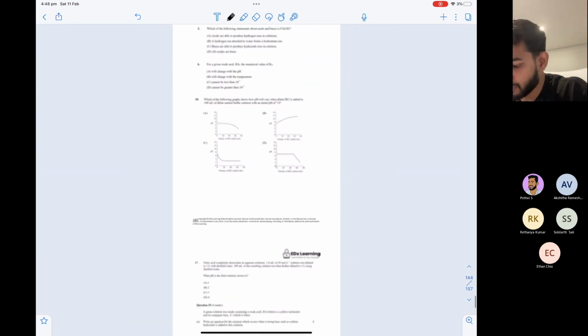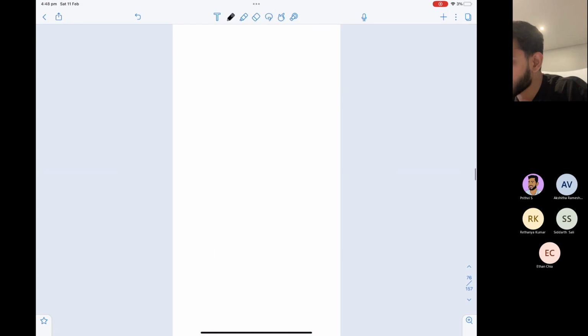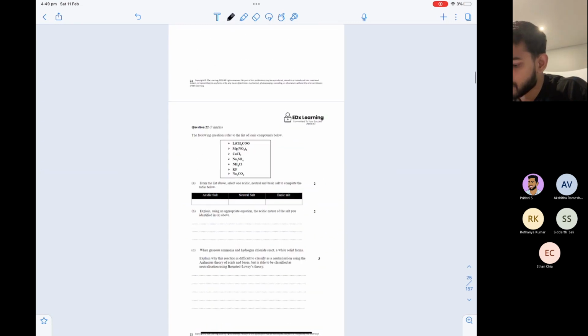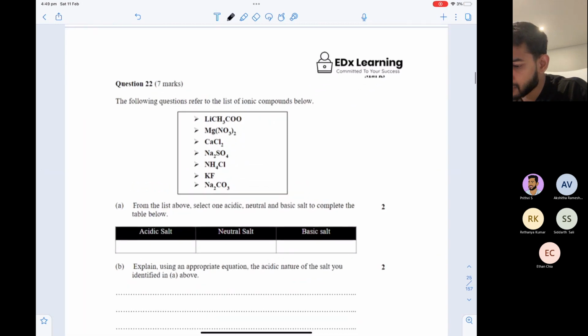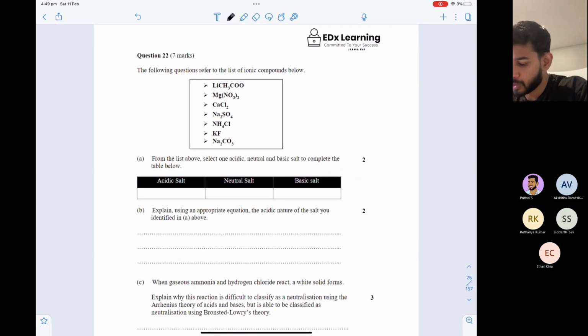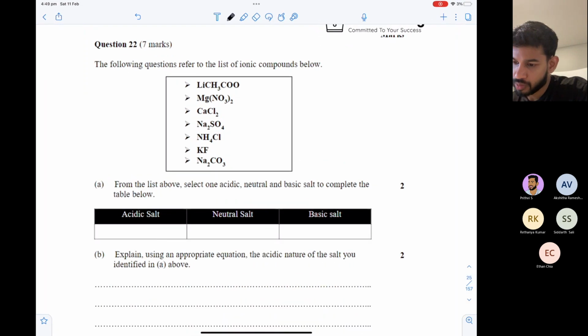titration stuff. Okay. Question 22. Give you all about a minute to do A, then a little bit longer to do B.